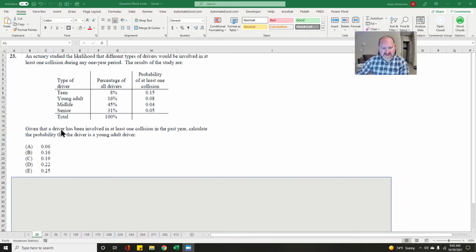So the question is, given that a driver has been involved in at least one collision during the past year, calculate the probability that the driver is a young adult driver.